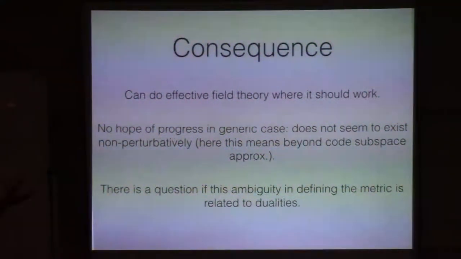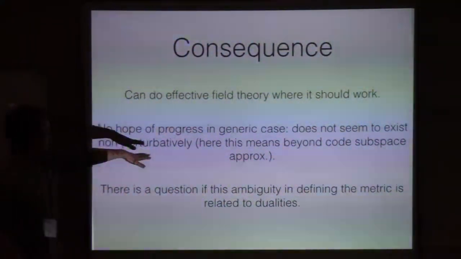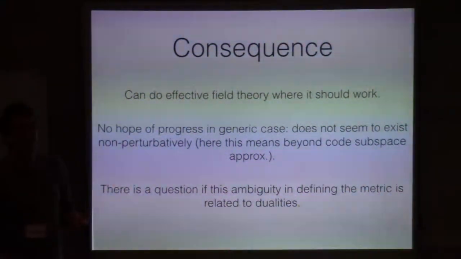It doesn't give you a plan for what quantum geometry is. It tells you that there's kind of little patches where you can define it, and there's no global picture, and then we know that we need something else, but this didn't tell us what it was. It just told us that we're kind of okay. And in the generic case, there seems to be no non-perturbative solution. This means beyond code space approximation of what physics looks like.